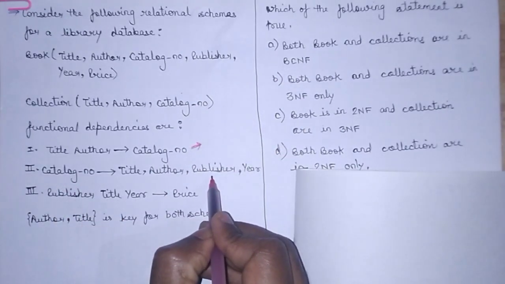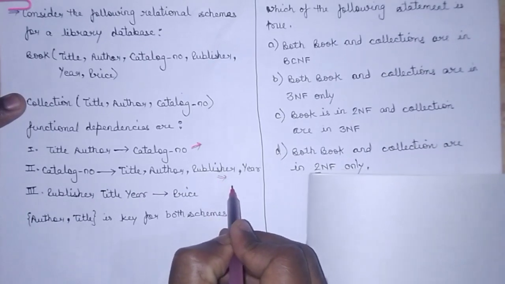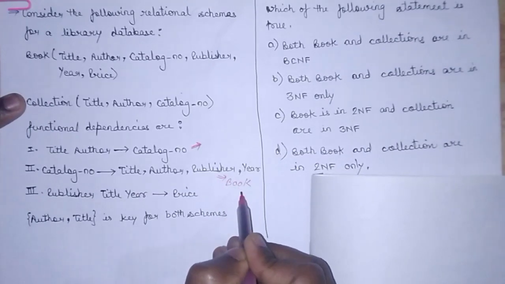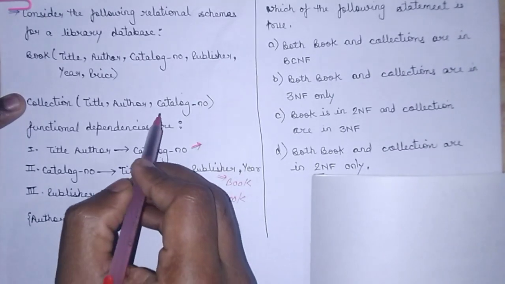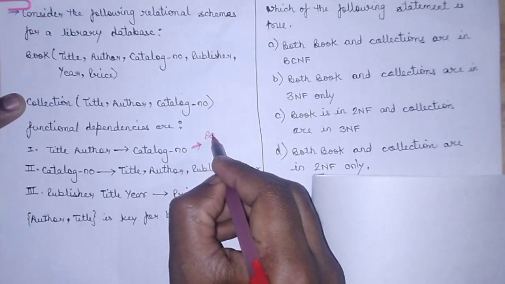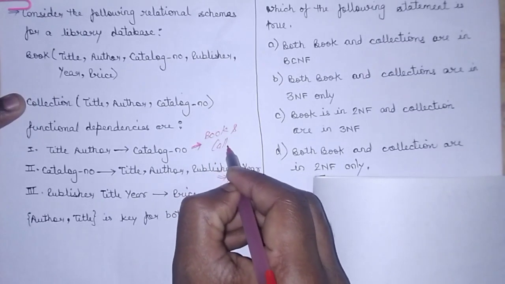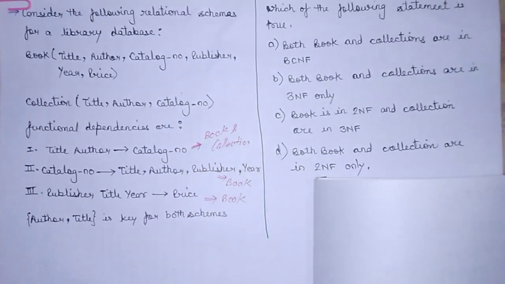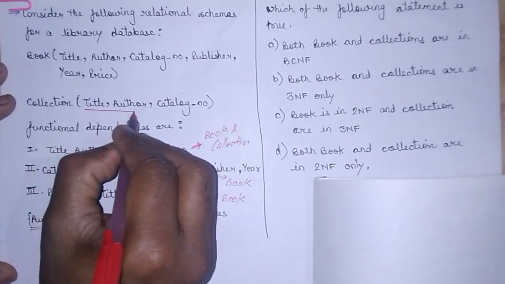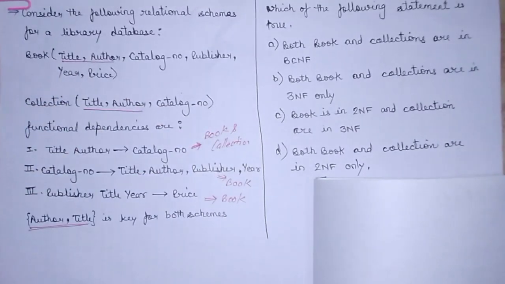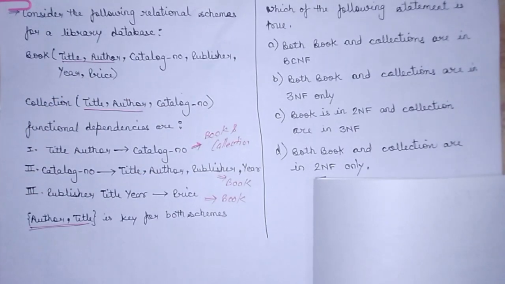And here there is publisher, which is not in collection, so this one is for book. Here it is price, so this one is also for book, because publisher, year, price are not in collection. We need to find out whether book and collection are in BCNF or 3NF, and what is the highest possibility. It is given that author, title is the key for both of the schemas. This is the key.